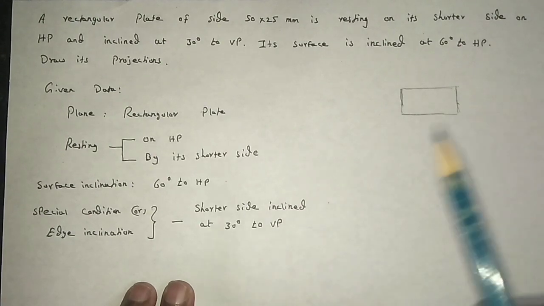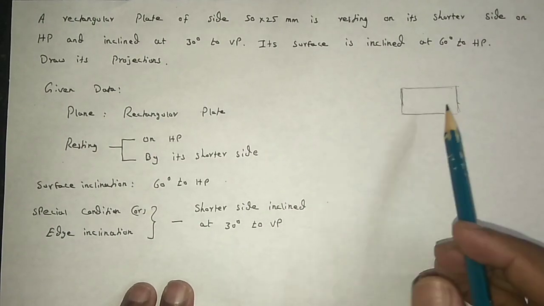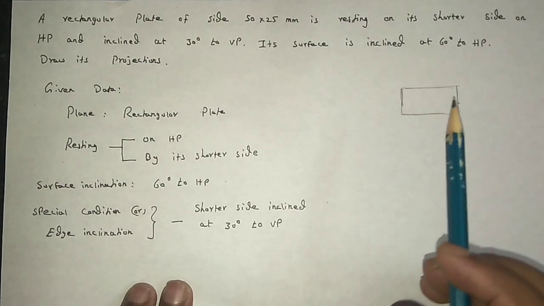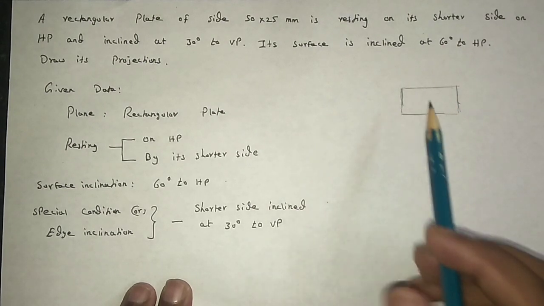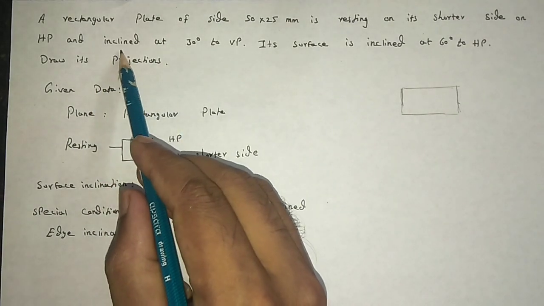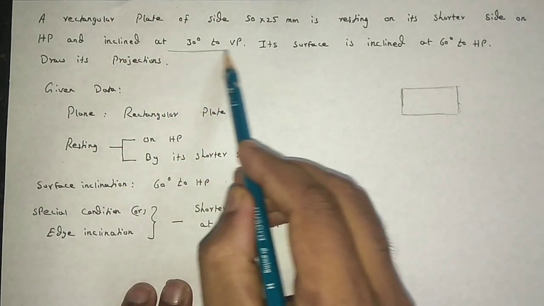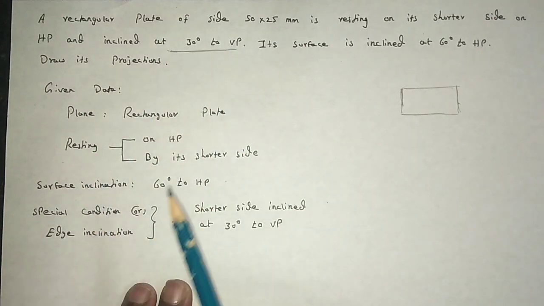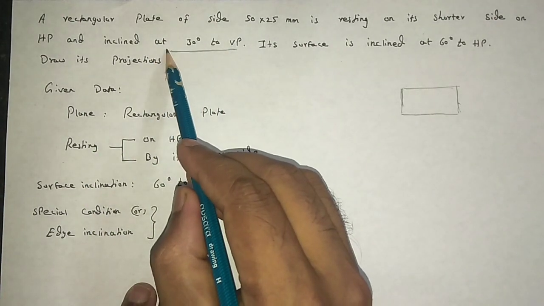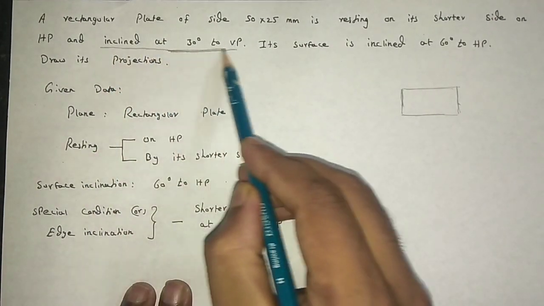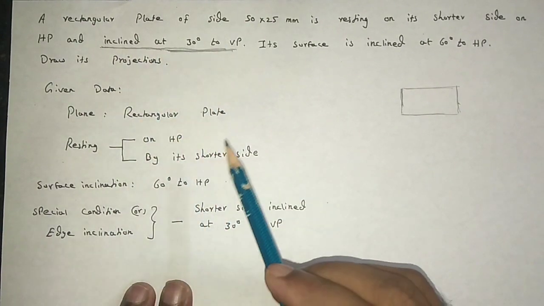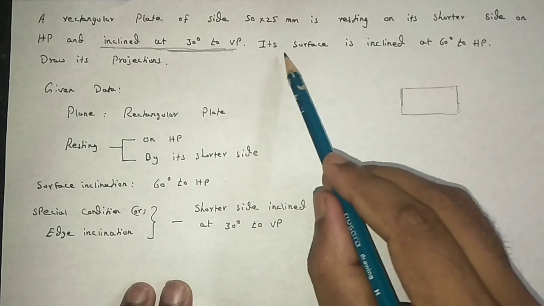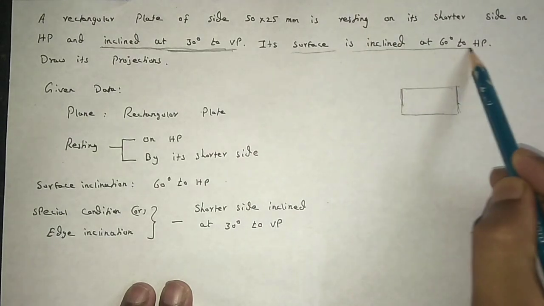So where it is resting, the surface inclination will be there, as far as planes are concerned. Where it is resting, if it is resting on HP means the surface inclination is also in HP only. So here the inclined at 30 degree to VP. So here the plane is changing. So this is not a surface inclination. So this is for the edge inclination. So third stage it will come. Okay. So second stage, the surface inclination, here it is given. Its surface is inclined at 60 degree to HP.